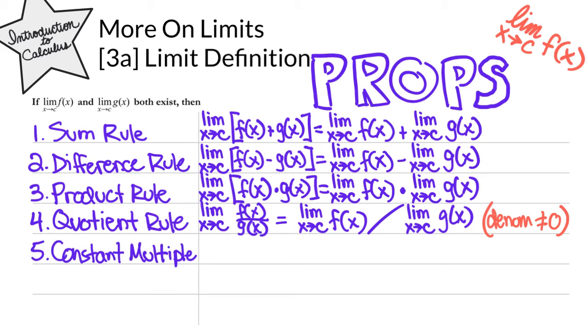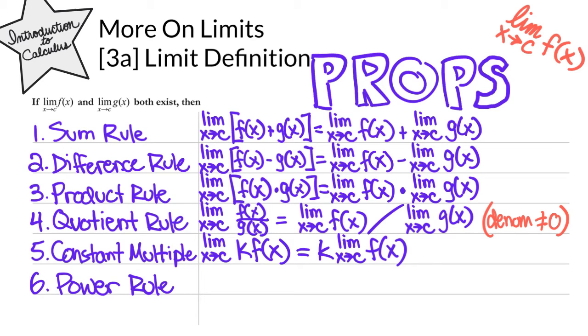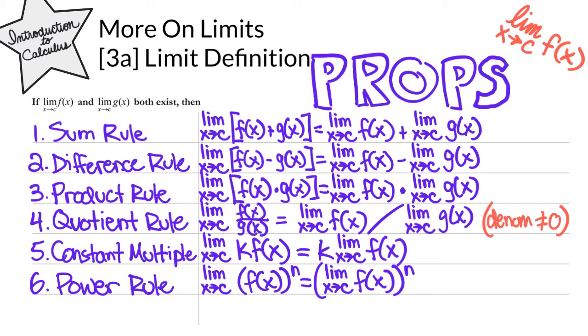Number 5, the constant multiple rule. The limit as x approaches c of some constant k multiplied by f of x is equal to, we could factor out that k times the limit as x approaches c of f of x. Number 6, the power rule. This one, we're raising a function to a power. The limit as x approaches c of f of x raised to the n power is equal to the limit as x approaches c of f of x, all raised to the n power.